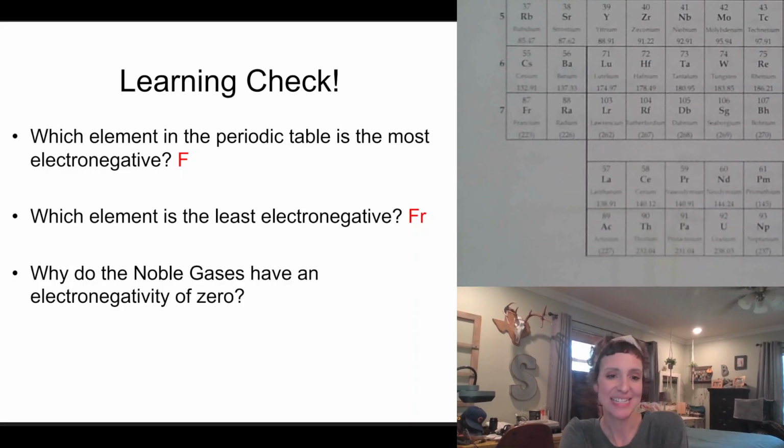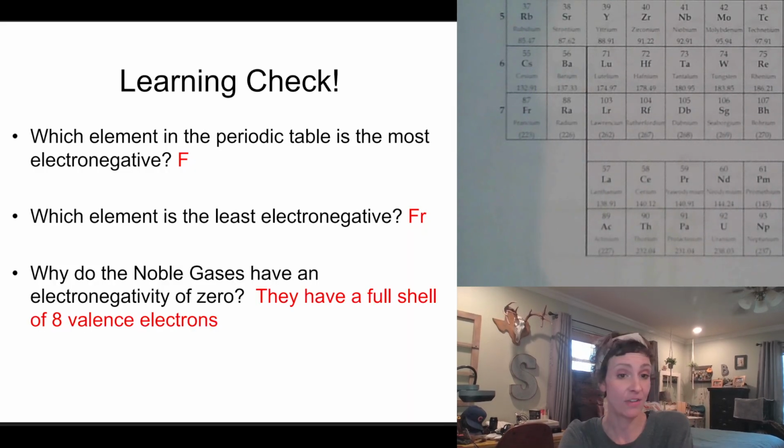Okay. And then the last one says, why do the noble gases have an electronegativity of 0? They already have a full shell of 8 valence electrons.